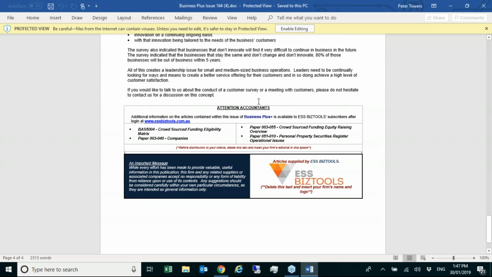We suggest you remove that section then, attention accountants, and replace it with something of your own. It might be one of your clients has won the Business of the Year award. You might be going to run a seminar, webinar, so you could do a bit of promotion. You can put anything you like in there, or you can just put a picture. Okay. It's up to you.